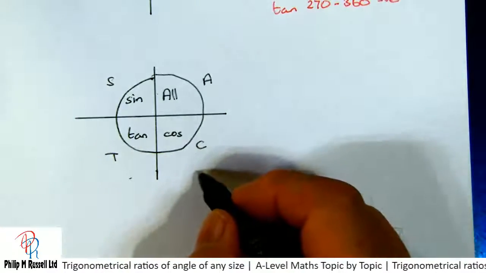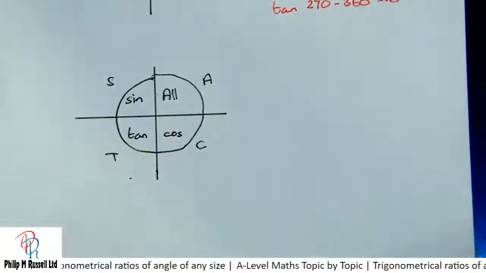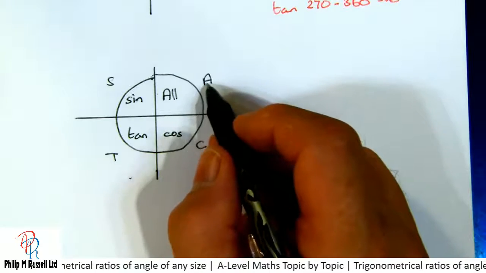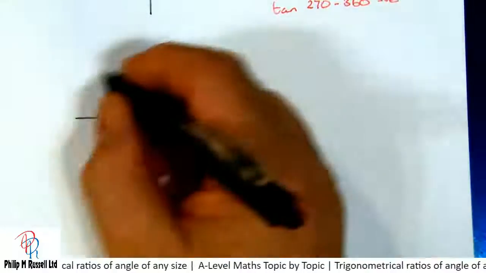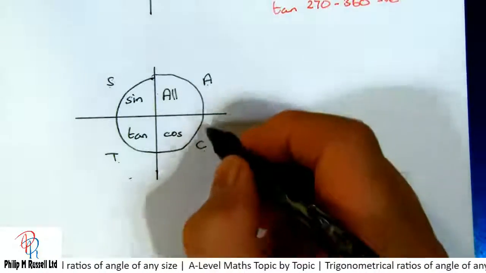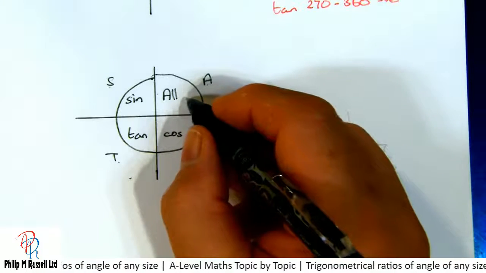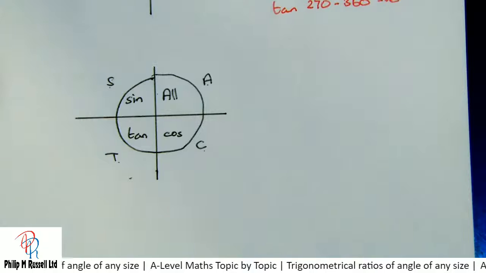cast. Some remember it as the other way round, CAST or ASTC. And when I was a child, I learnt "All Silly Tomcats". But as long as you remember the order, it doesn't matter. All is always in this particular quadrant.